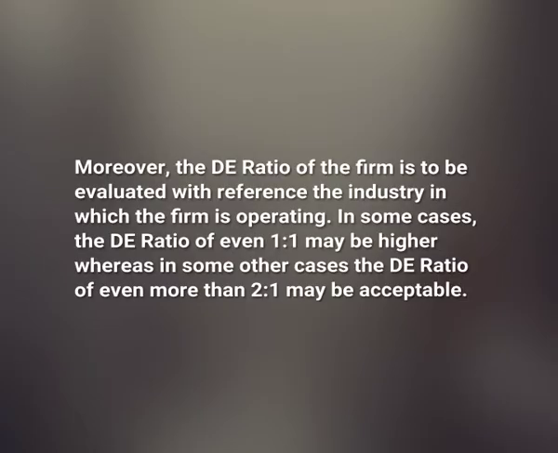So, neither the higher DE ratio nor the low DE ratio is desirable from the point of view of the shareholders. The balance between the proportions of debt and equity so as to take care of the interest of the lenders, the shareholders, and the firm as a whole is required. Moreover, the DE ratio of the firm is to be evaluated with reference to the industry in which the firm is operating. In some cases, the DE ratio of even 1:1 may be higher, whereas in some other cases, the DE ratio of even more than 2:1 may be acceptable.